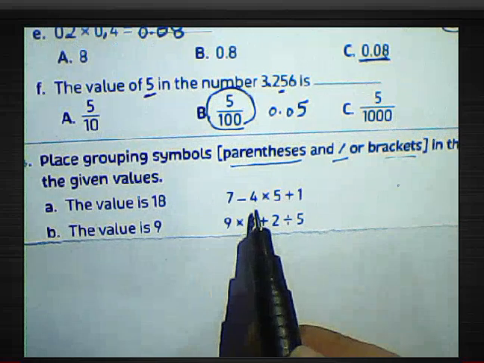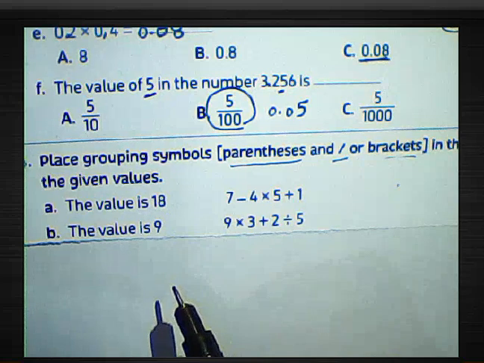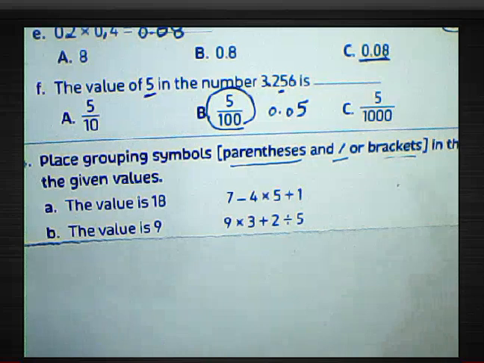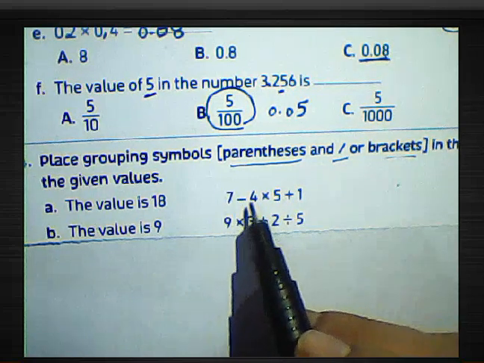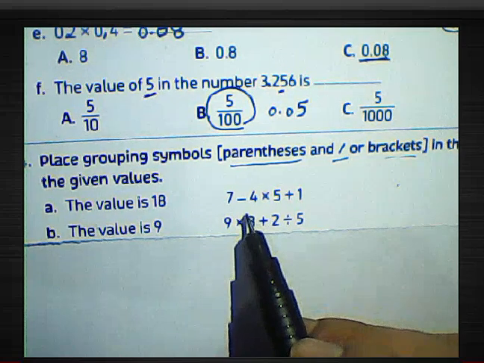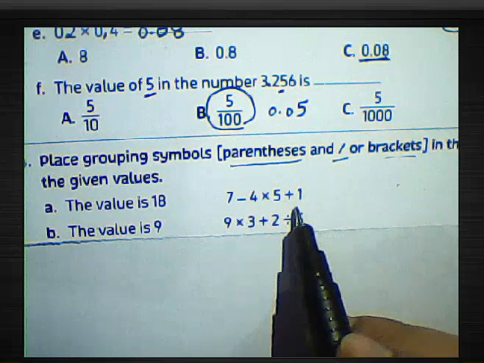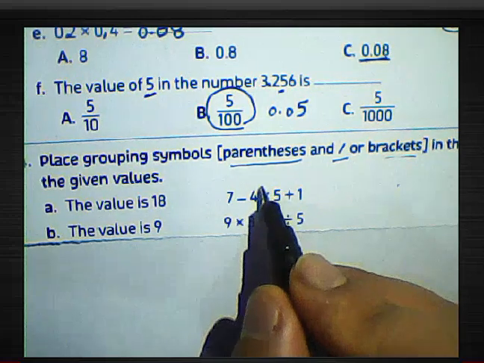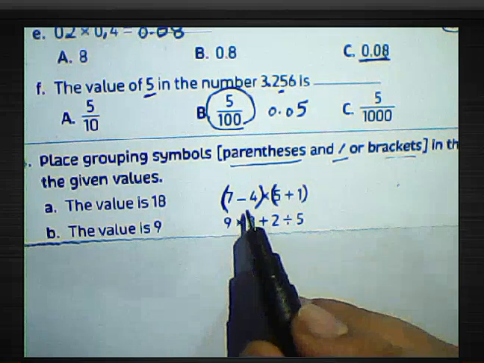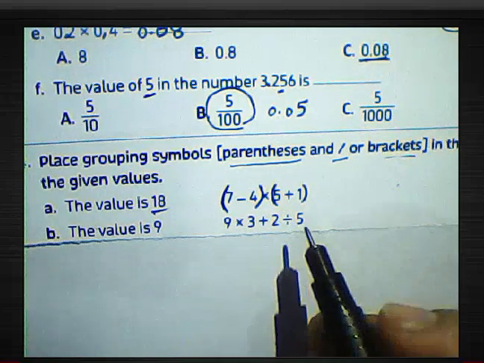We know 7 minus 4 is 3. 3 times 5 equals 15 plus 1 equals 16, not 18. So who can tell me about this operation? Where can we add parentheses here? 7 minus 4 in brackets equals 3 and 5 plus 1 equals 6. We can write brackets here and brackets here. 7 minus 4 equals 3. 3 times 6 equals 18.